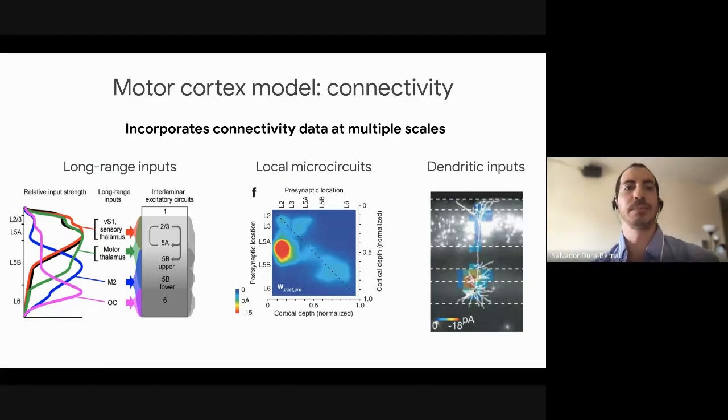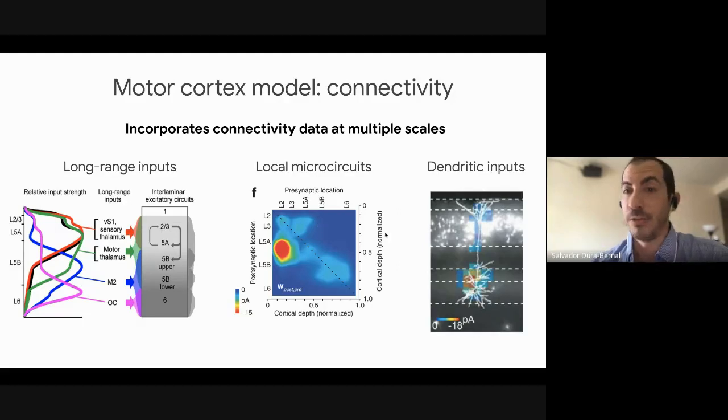So connectivity data came from first long-range inputs, so different parts of the brain that actually provide input to this motor cortex circuit, and different parts of the brain project to different parts of the circuit. So for example, sensory thalamus projects mostly to the upper layers, layer 2, 3, whereas M2, the secondary motor cortex, projects more to the deep layers, as well as to specific cell types.